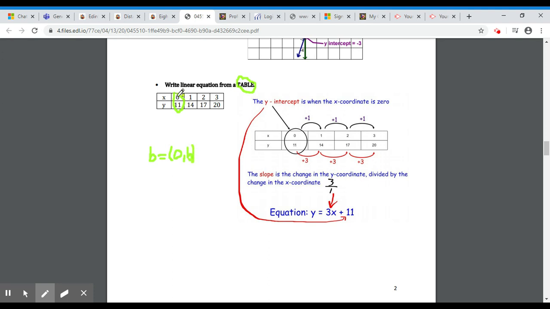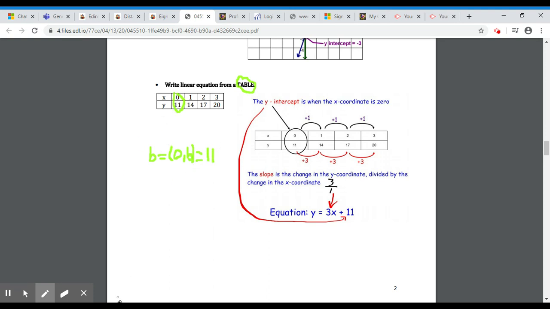So if I'm looking at a table, I want to try to identify if I can find where my y-intercept is. And it's always going to be where x is 0. So in this case, luckily, they do have it. Now it's not always going to be the case, but in this case, they do. So that makes it easier. So now we know that it's 11. So our b is 11.